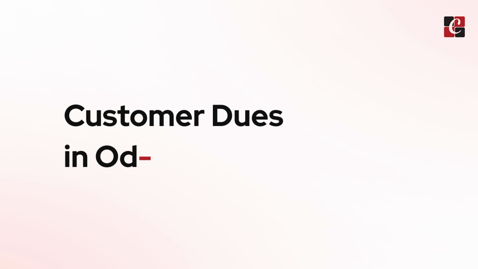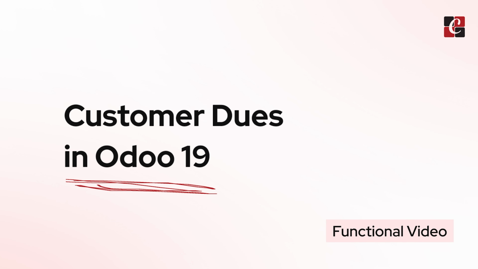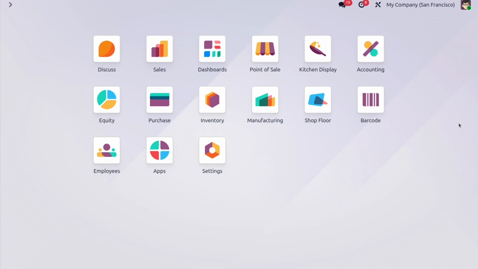Everyone, welcome back. In this video, we will understand customer dues in Odoo 19. It's also called receivables. Customer dues means money that customers still need to pay you. I know this situation happens in real life also, right? If you sell on credit and don't track this properly, you may have sales, but there is no cash. So let's see how Odoo solves this very clearly.